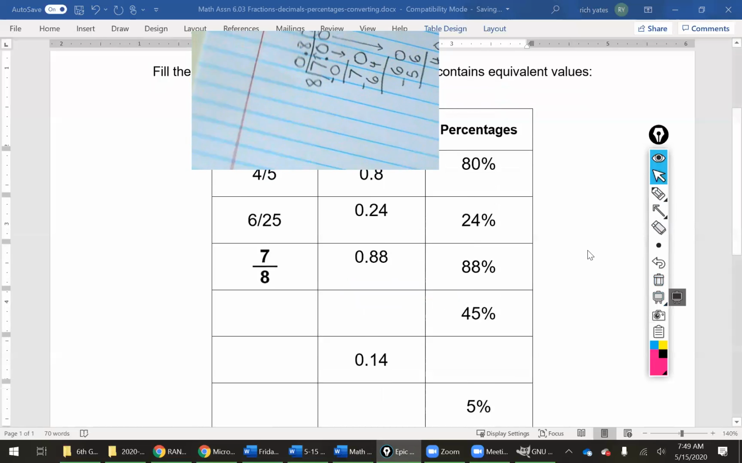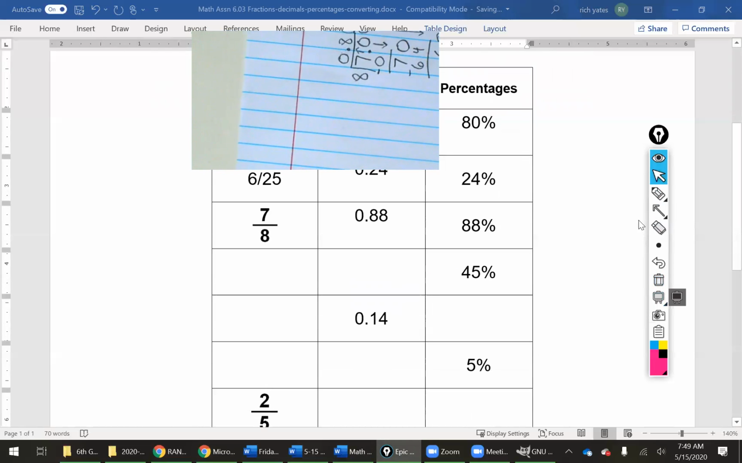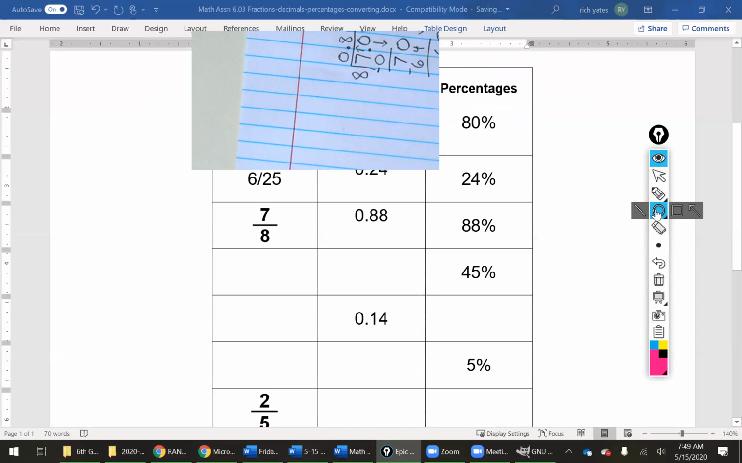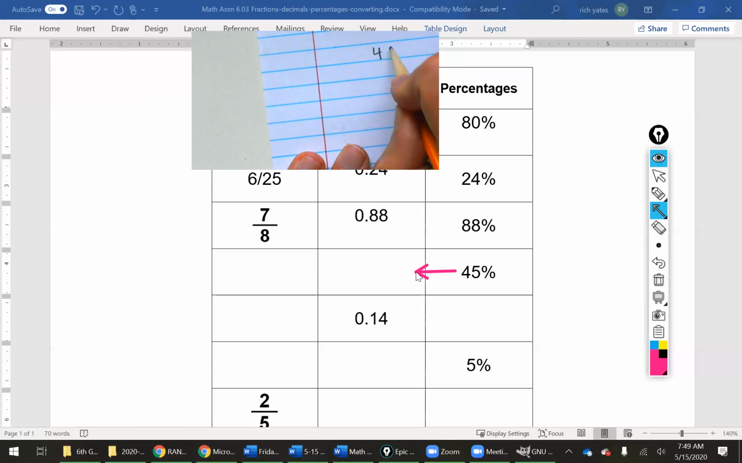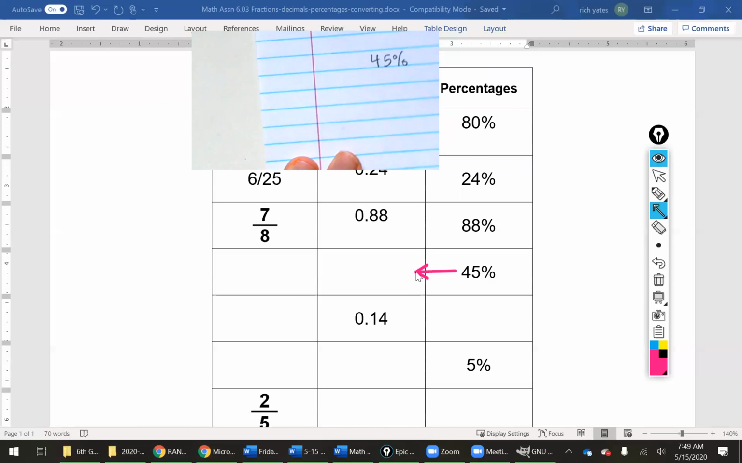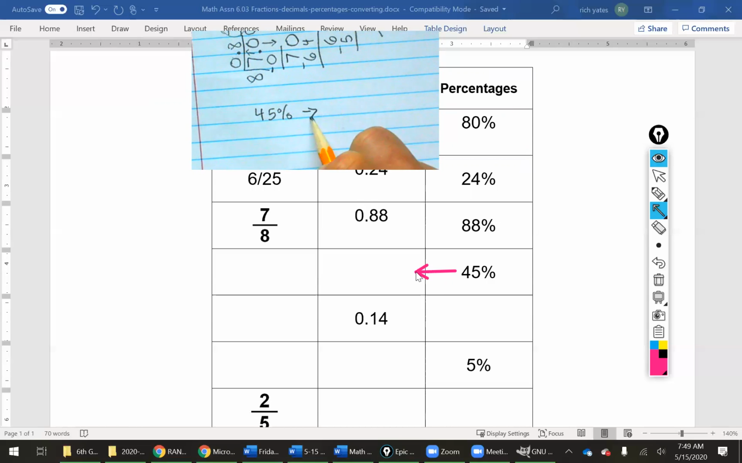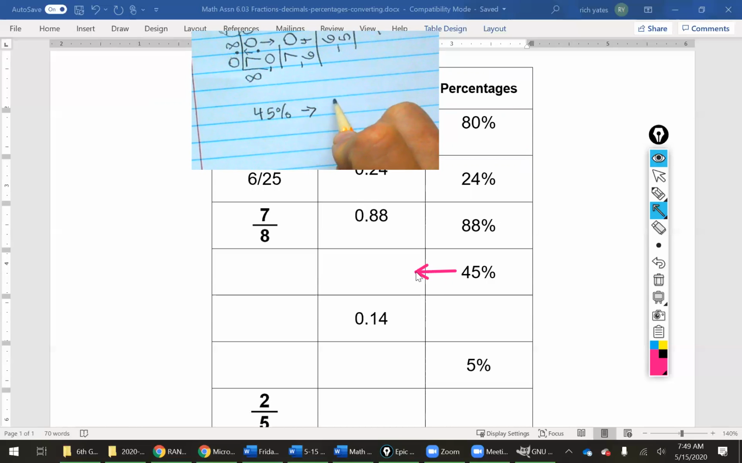We're going to move on down now to 45%. Now, with 45%, we have the percentage, but what we need to do is convert that into a fraction and a decimal. Let's first convert it into a decimal. 45%, I just remember that percent is out of 100. So I take 45 and take off the percent sign, put 100 over it. So it's 45 out of 100. And now I know that I can write that as 45 hundredths. So what I'll do right here is type that in.